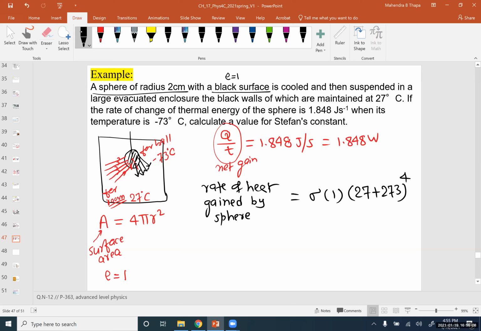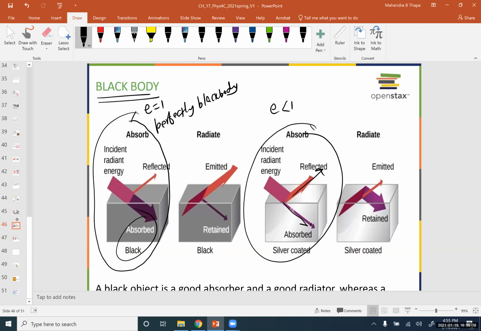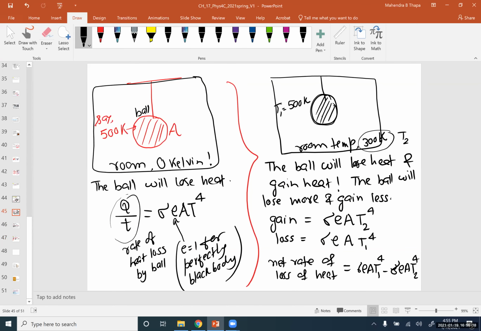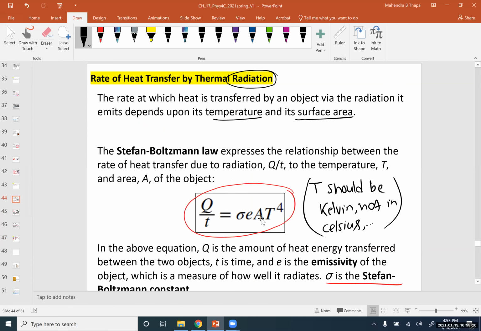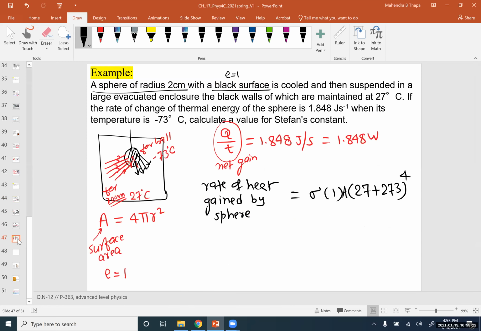Okay, so this means it will be, oh, I forgot to write A. If you see the equation, Stefan-Boltzmann law has A also, sigma e A T⁴. So let's write sigma A, so it is 300 power 4. This is the heat gained by the sphere.